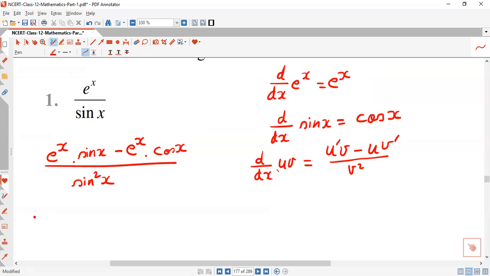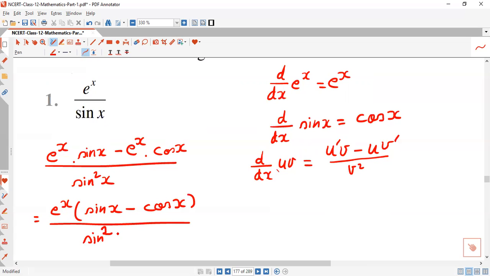In the numerator, you see this one, e^x is common. Take e^x common, you are getting (sin x minus cos x) divided by sin square x. This is the answer of this question.